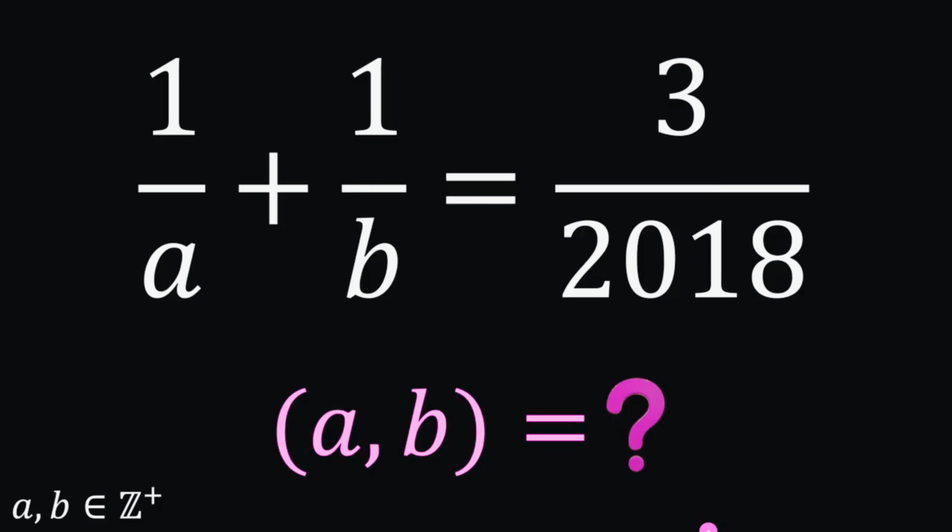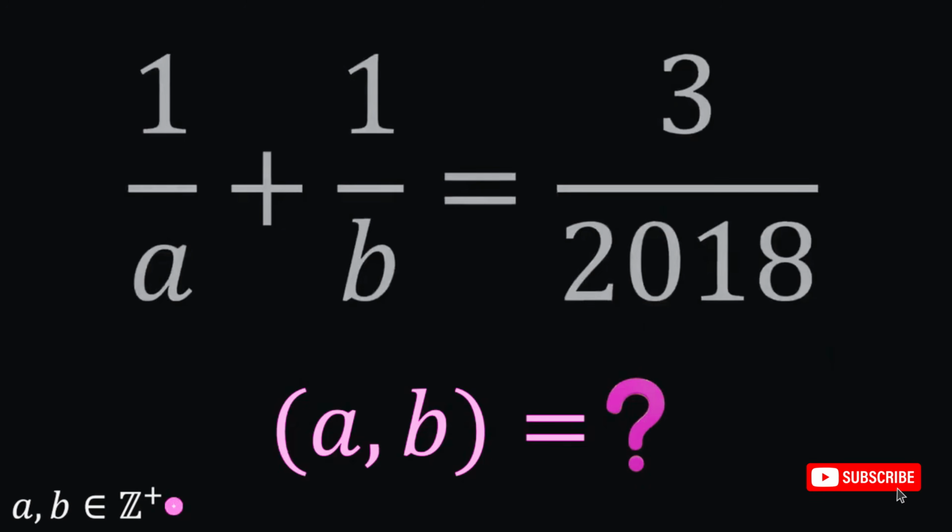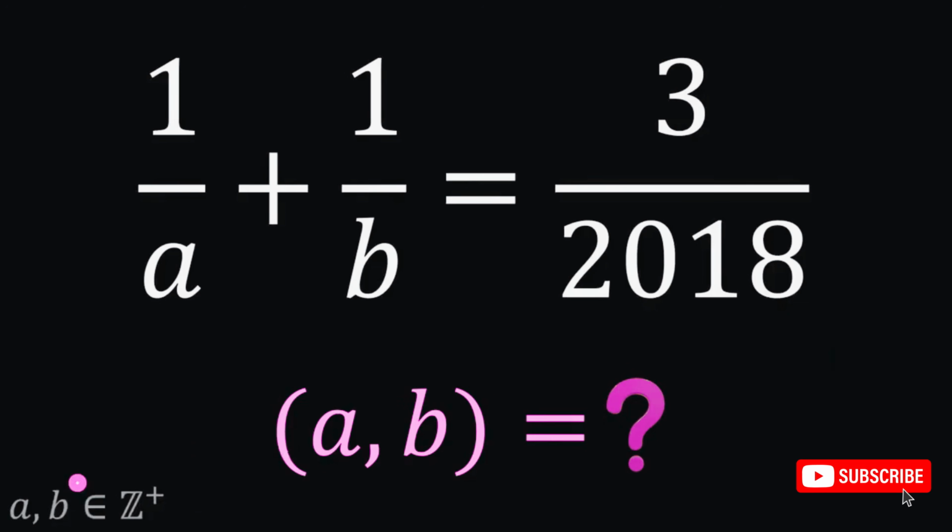For today's video, we will answer this question from PUTNAM in the year 2018. And here's the question. Given this equation 1 over a plus 1 over b equals 3 over 2018, wherein a and b are both positive integers, our goal in this question is to find the pairs a comma b that satisfy this equation. Now you can pause this video if you want to give this problem a try.